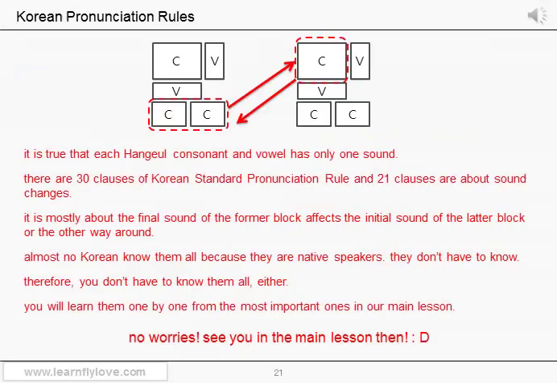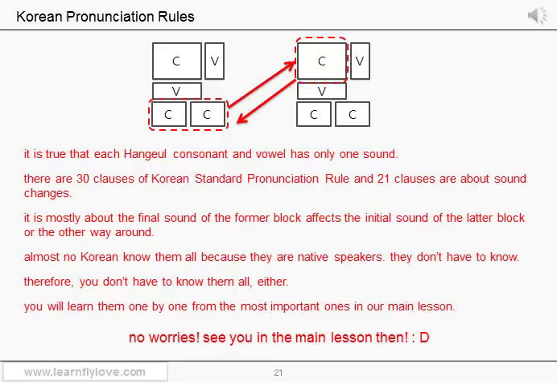Let's talk a little bit about the Korean pronunciation rules and wrap up this bonus lesson. You might have realized that sometimes Korean letters are not pronounced as they are written, and that makes you crazy. It is true that each Hangul consonant and vowel has only one sound, but they are not read as they are written sometimes. Why? It's mainly because of the difference between the correct spelling and the actual sound. People tend to change the sound from what is written to what is easy to pronounce. It's called sound assimilation and such.